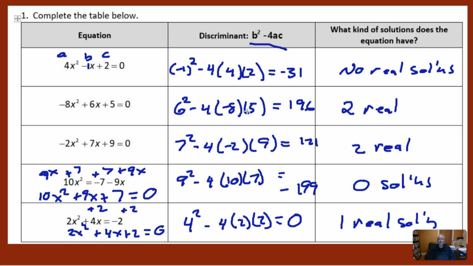So this thing called the discriminant, if it's negative, there are no solutions. If it's equal to 0, there's 1 solution. If it's positive, there are 2 real solutions.